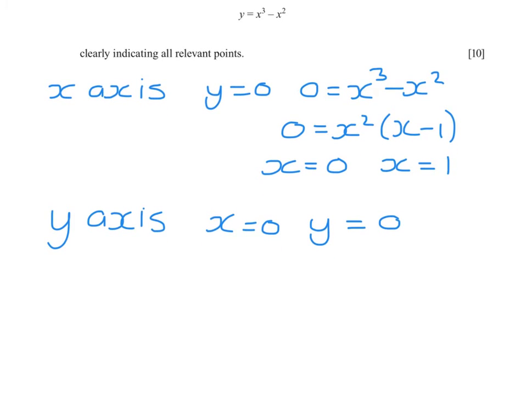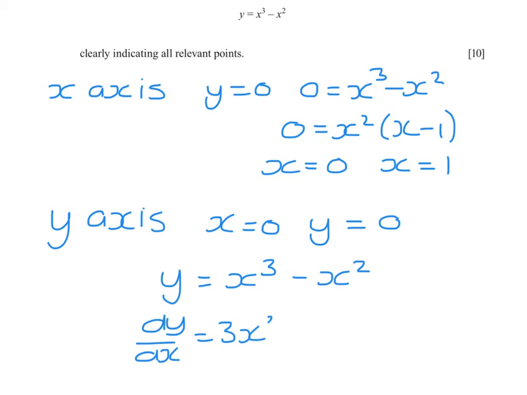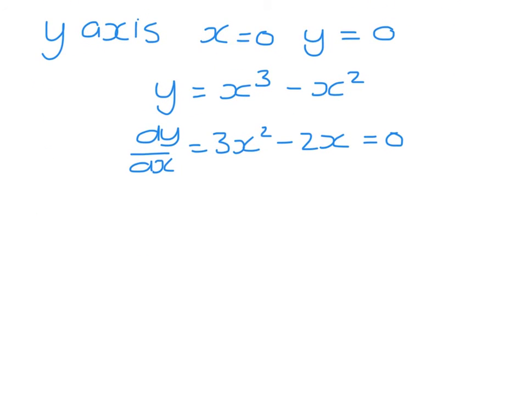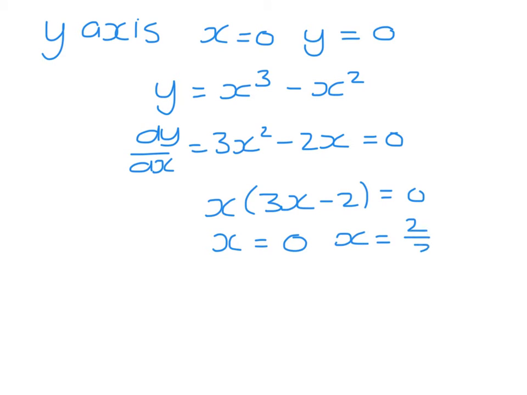Next stage is finding the turning points. So if I have x cubed minus x squared, turning points, I'm going to differentiate: 3x squared minus 2x and put that equal to 0. Factorise, take a common factor of x out. I have 3x minus 2. So I have turning points when x equals 0 and x equals 2/3.